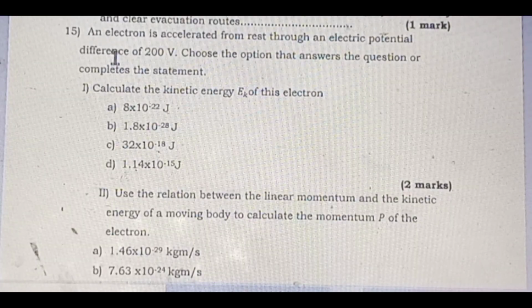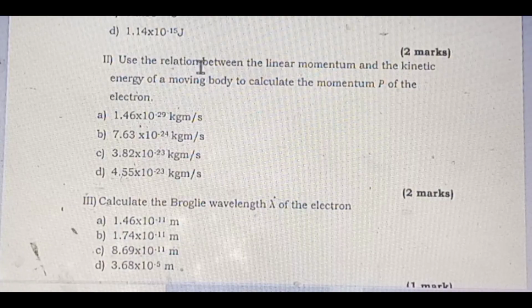Question 15. An electron is accelerated from rest through an electric potential difference of 200 volt. Choose the option that answers the question or completes the statement. I1. Calculate the kinetic energy of this electron. The correct answer is letter C, 32 times 10 power negative 18 joule.